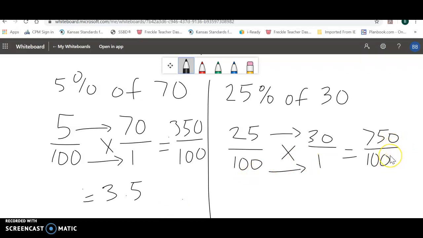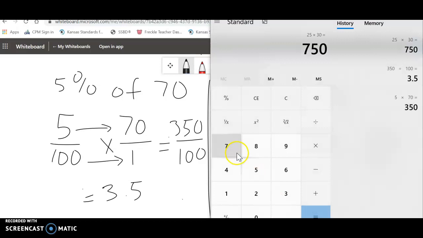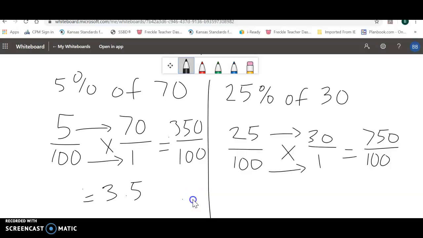Then this would need to go in your calculator. 750 divided by 100, 7.5. So I did 750 divided by 100, and I got 7.5. So that means that 7.5 is 25% of 30.